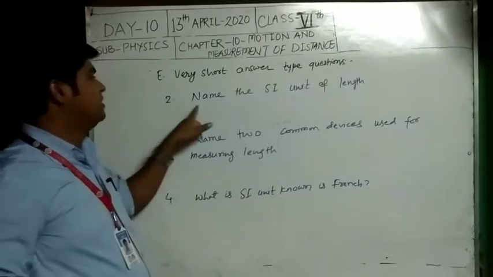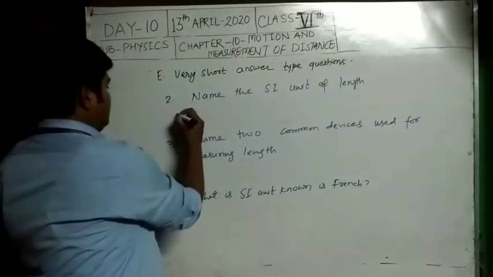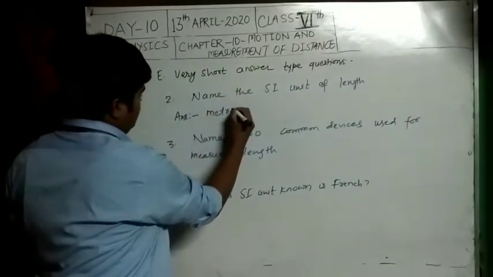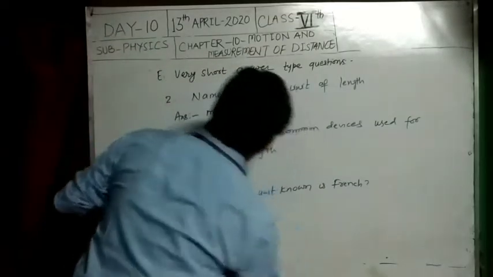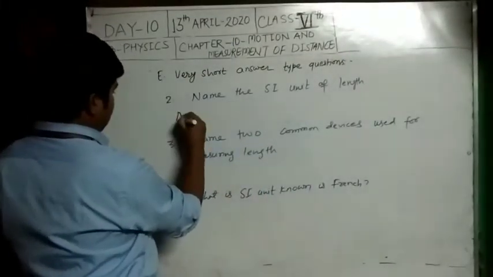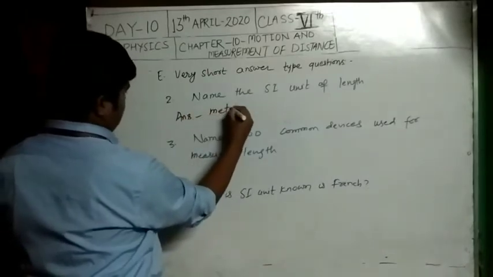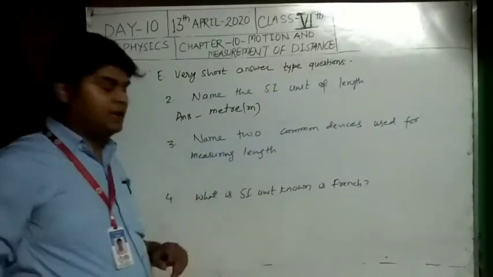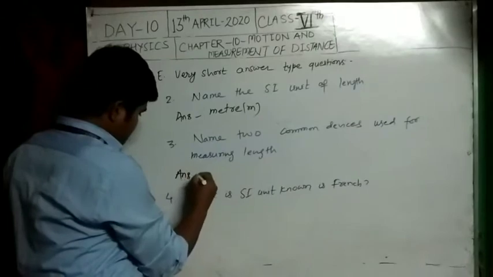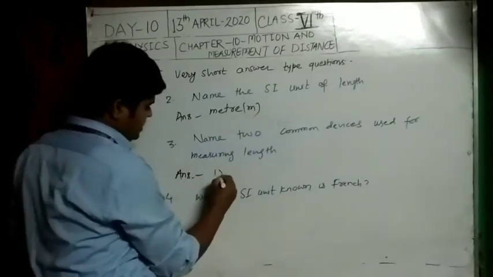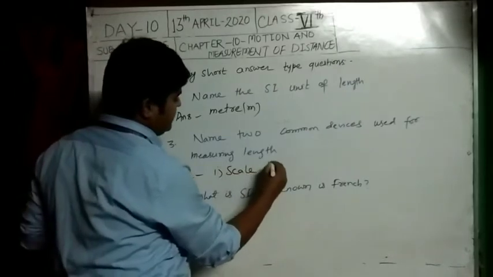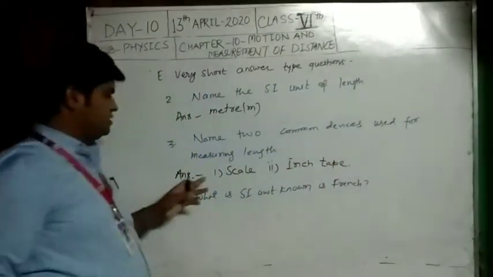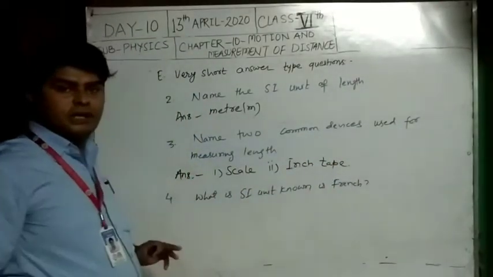Name the SI unit of length. You know, the SI unit of length is meter, m. Name the two common devices used for measuring length. I have discussed two instruments. First instrument is a scale and second one is inch tape. These two devices are used for measuring length.